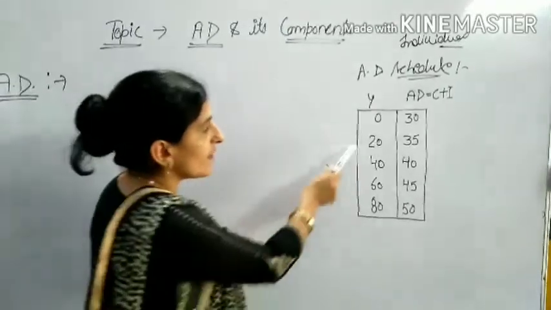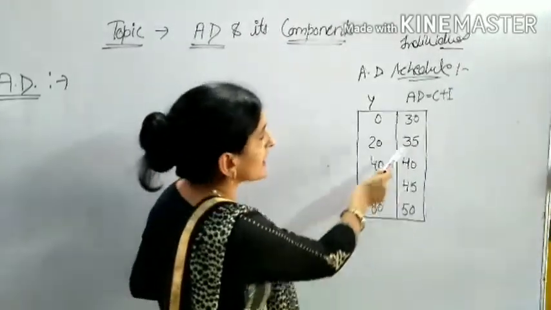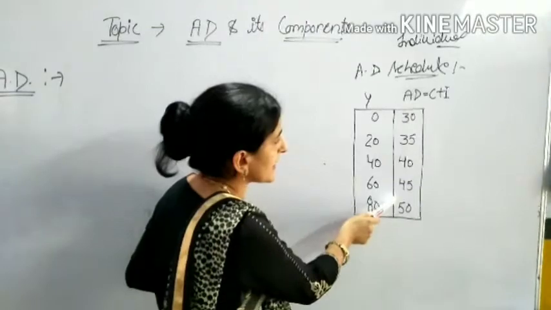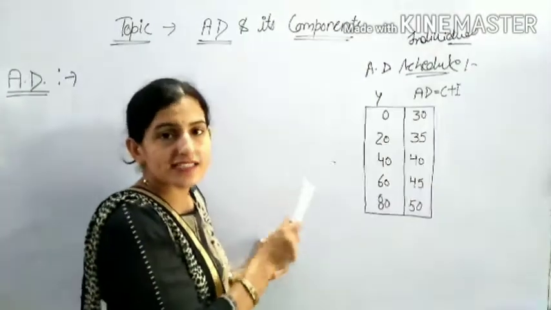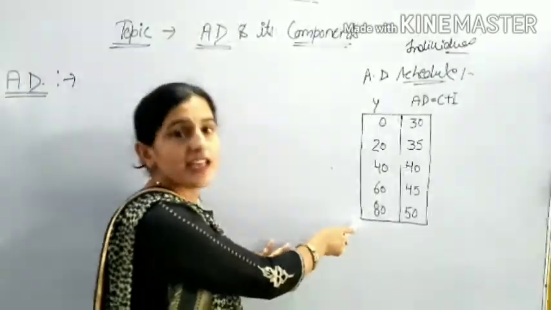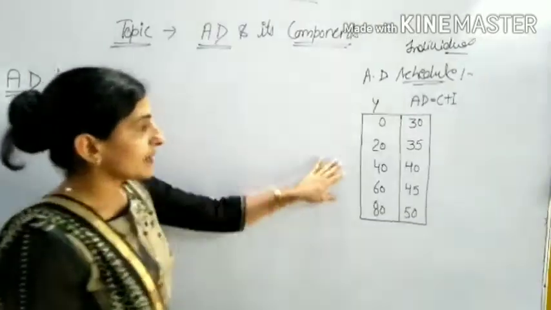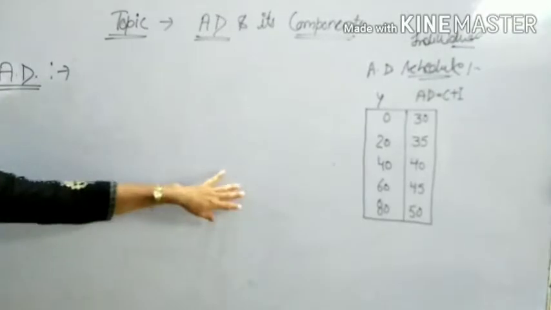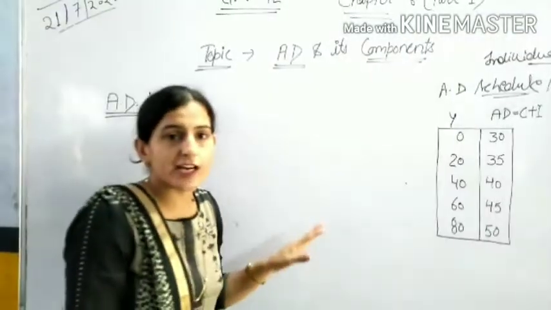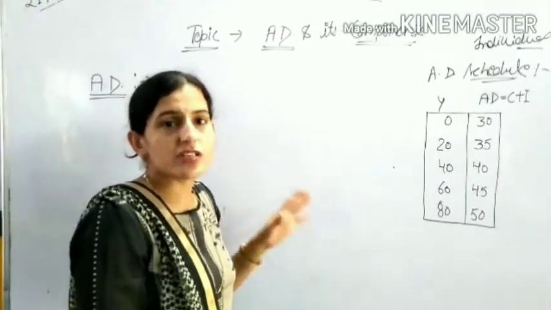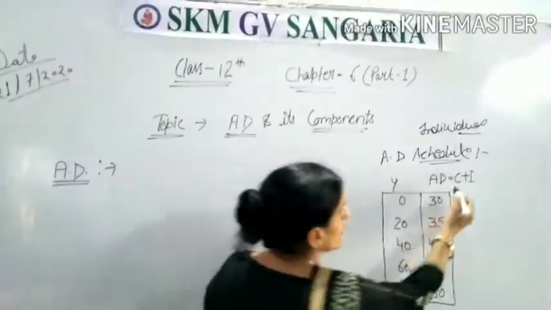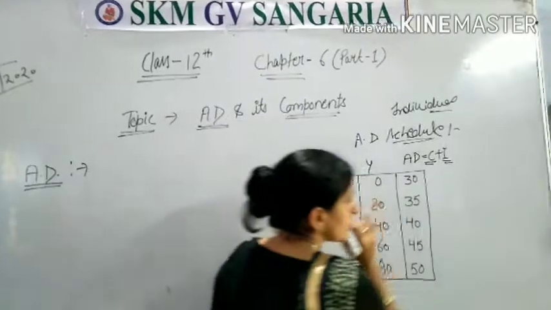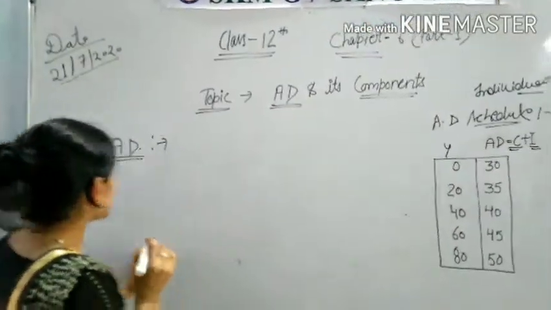It means whenever income is increasing then consumption is also increasing, but the increase in aggregate demand is less than the increase in income. This table, which we can call the aggregate demand schedule, shows the relationship between income and aggregate demand. In aggregate demand we include both consumption and investment expenditure.